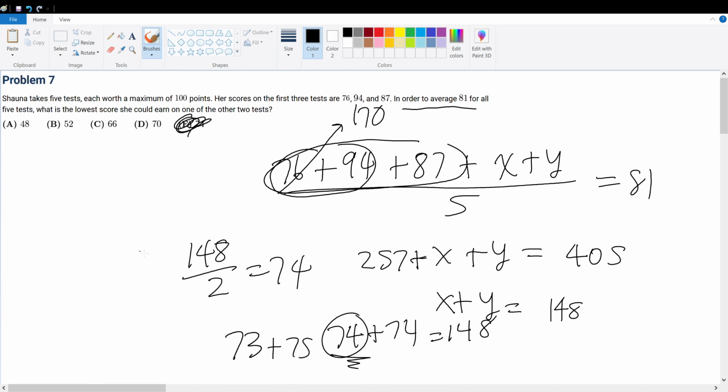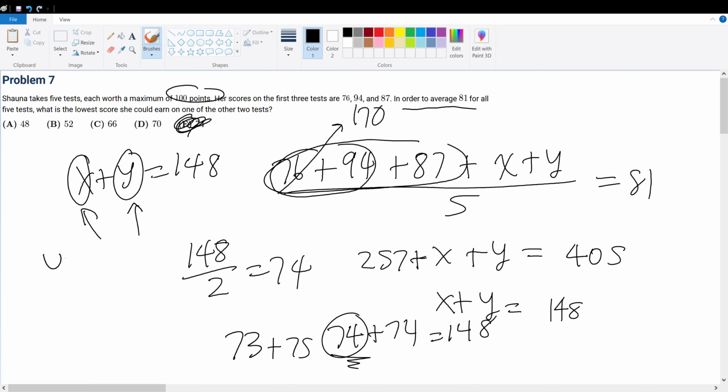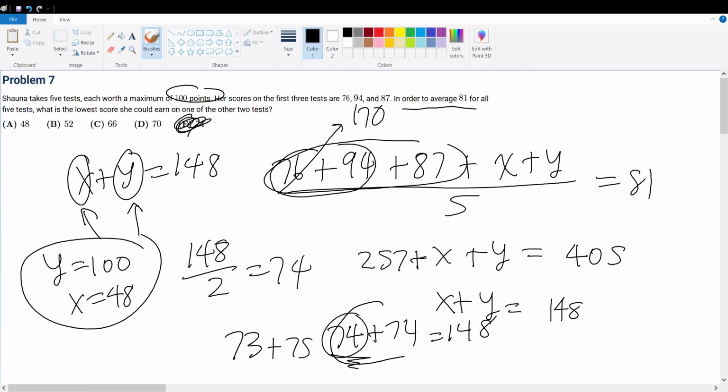But one thing to realize here is that the largest score is 100. So if x plus y is equal to 148, I can score 100 on one of them, and that would leave me with the lowest possible score for the other one, because that way we maximize y and therefore minimize x. So if y is equal to 100, then x is equal to 48. Notice that this score difference is much larger than the 74-74 average, so it has to be 48, not 74. Therefore, your answer choice is answer choice A.